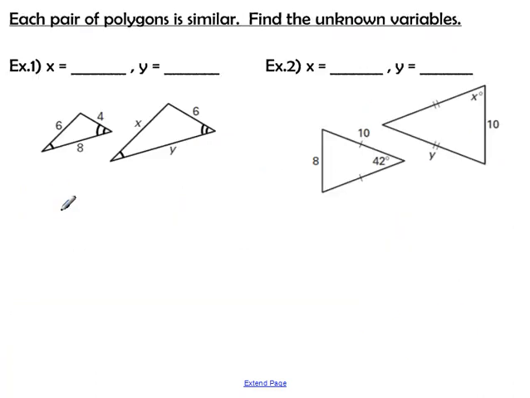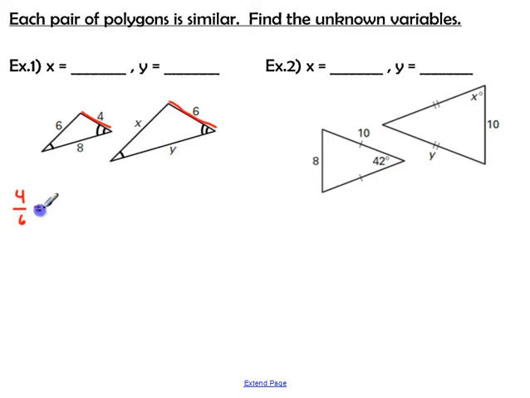Here we're given that each pair of polygons is similar, and we need to find the unknown variables. So we need to find the values of x and y, and we're going to need to use the corresponding sides to set up proportions. So first we need to find the corresponding sides that have measurements for both. So the only side on this triangle that has a measurement is the side of 6. And based on the angle markings, that's going to correspond to this side of 4. So we're going to use that to find our scale factor.